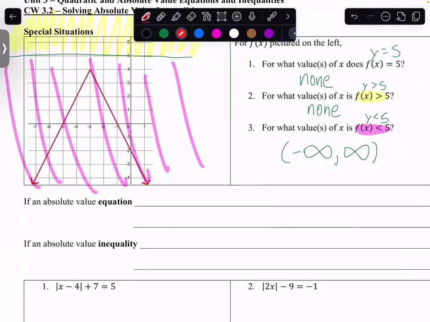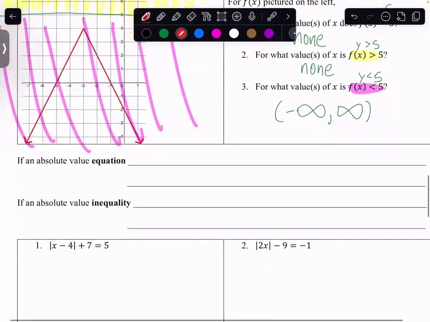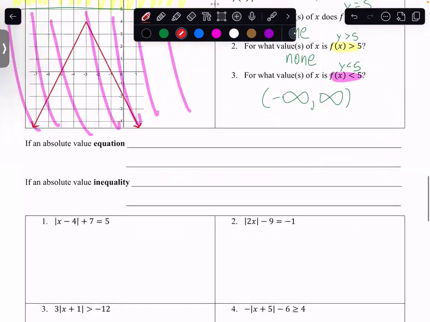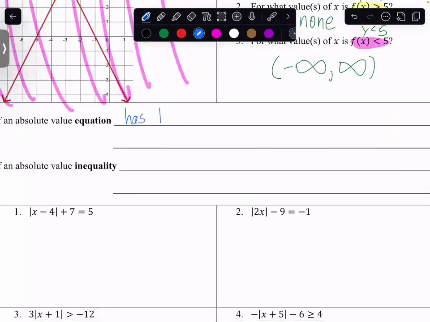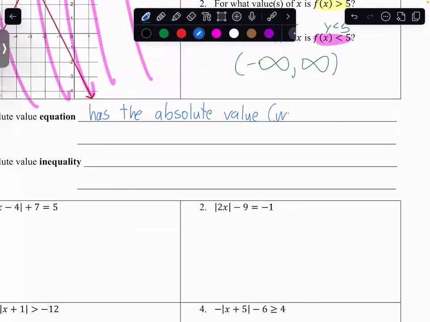Okay, so those of you who completed the homework, you saw one example of this, right? Sometimes an absolute value equation has no answer. Okay, so in what situations does that occur? Let's go ahead and write this down. If an absolute value equation has the absolute value with nothing outside, meaning you've already moved over or canceled out anything that was outside.